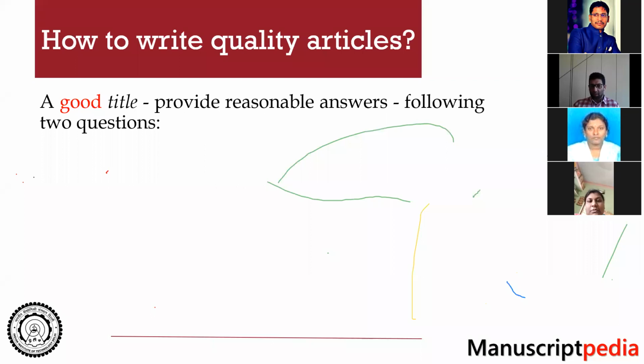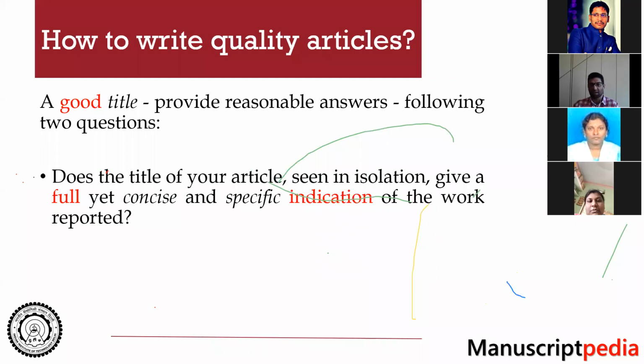A good title should provide reasonable answers to the following two questions. The first question is, does the title of your article in isolation, if you only look at the title, give you a full yet concise and specific indication of your work? If you get a yes answer to that, your title is good. This is the first thing you should look for while writing a title.